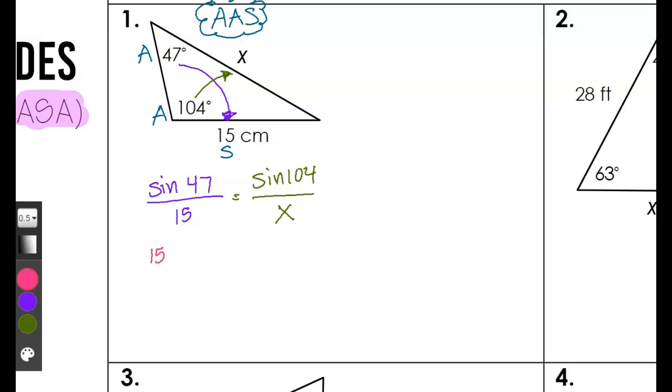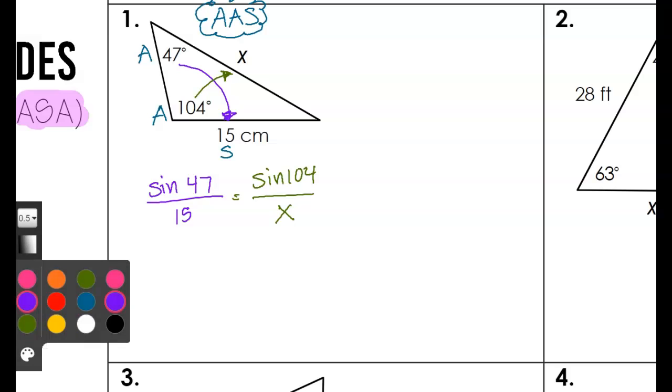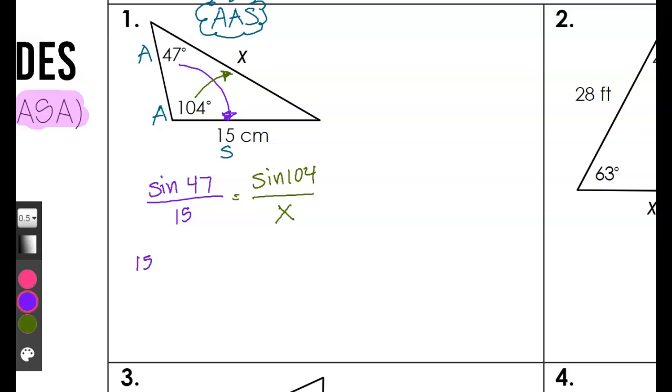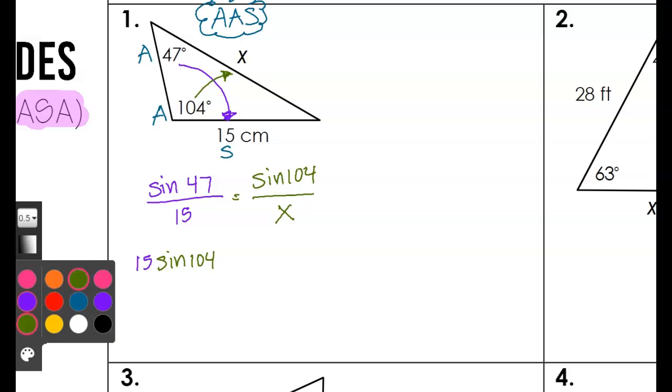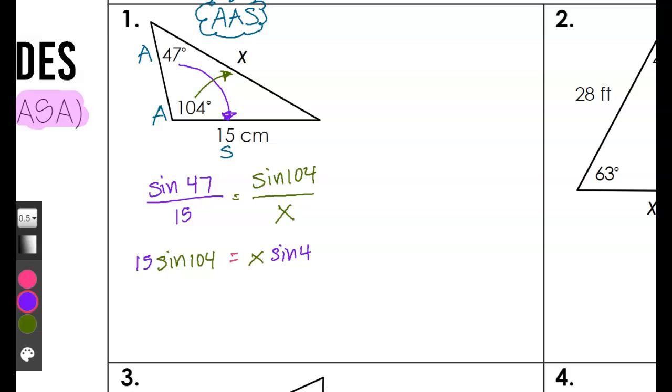You get 15 times sine of 104 set equal to x times sine of 47. All right, so what do I do to finish solving for x here?